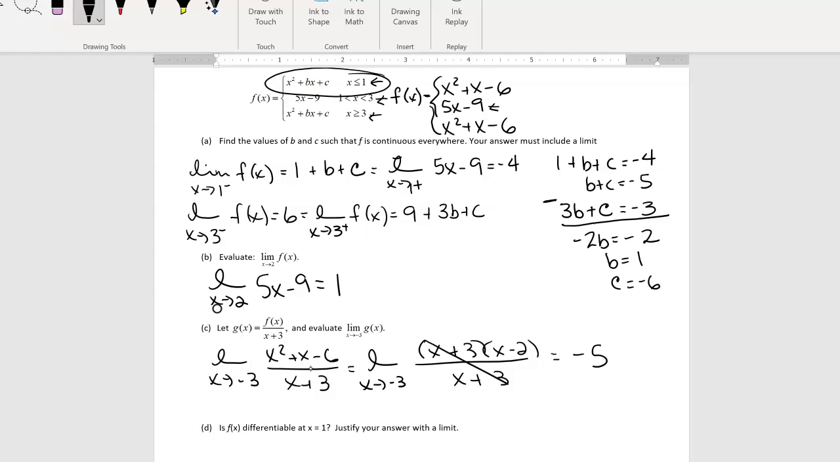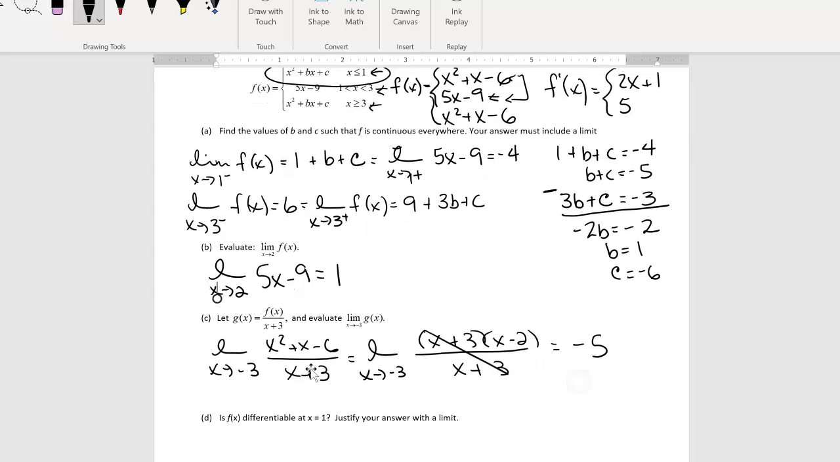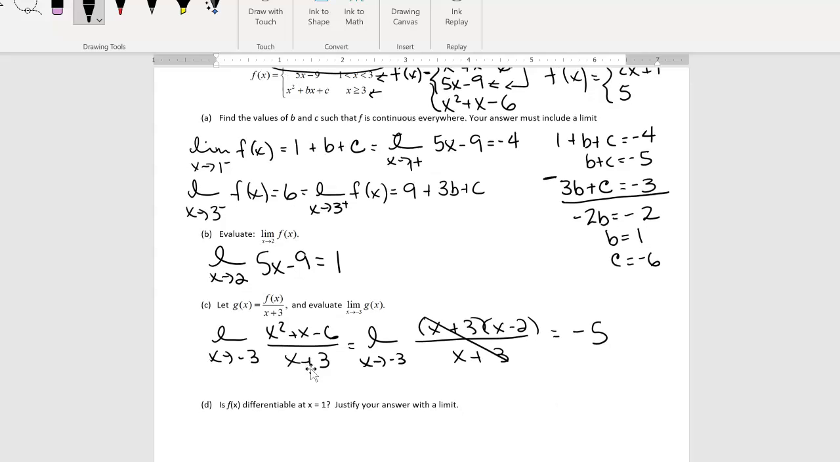Is f continuous? Yes. Now is it differentiable at x equals 1? So I'm kind of going back up here to these two pieces, one from the left and one from the right, but this time I'm looking at the derivatives. So the derivative from the left is 2x plus 1. The derivative from the right is 5, and I could continue on with the greater than or equal to 3, but I'm not really concerned whether it's differentiable at 3 or not.